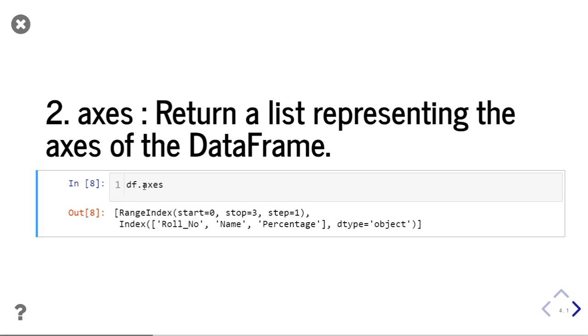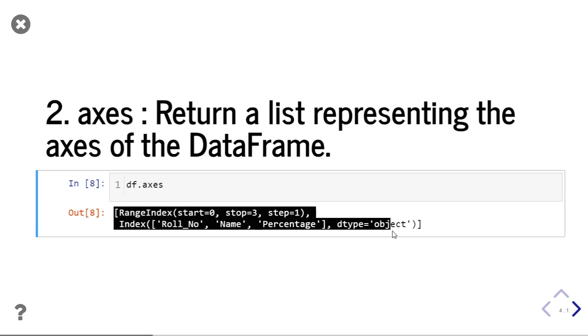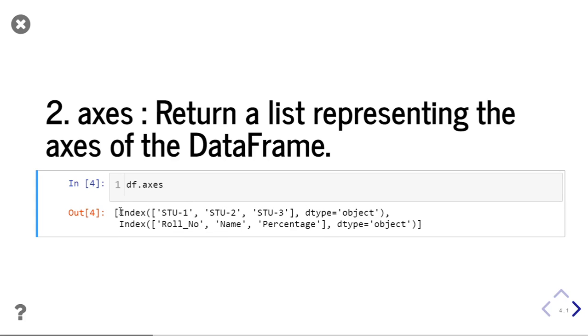So how will we use this? Data frame dot then my property or attribute name. So df dot axes. After running this, you can see a list has been returned which has index as student 1, 2 and 3 and columns as well, so it is a list of indexes and columns.